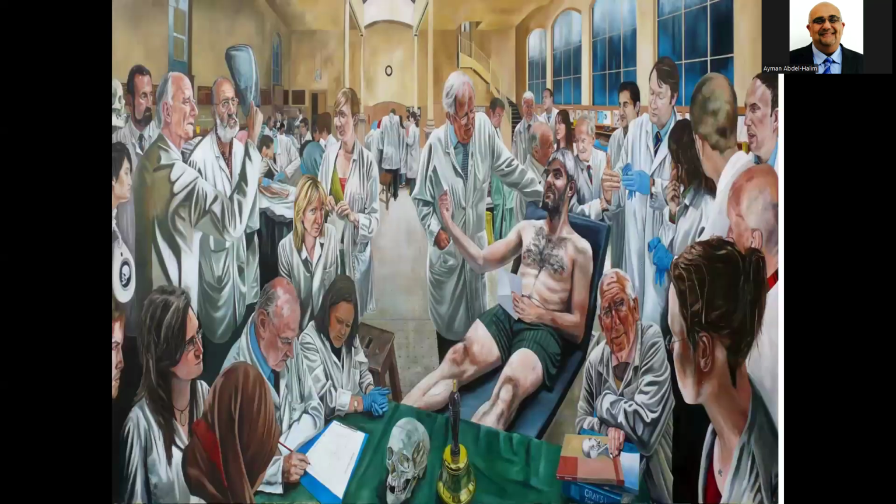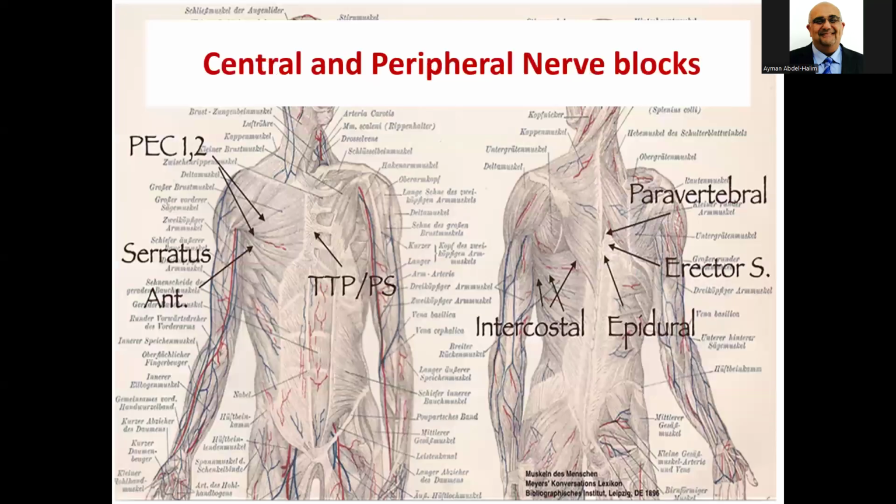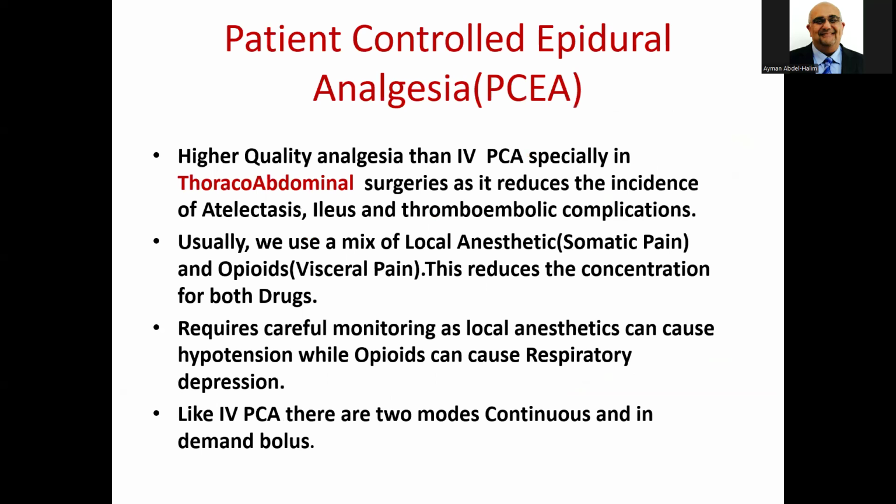All right, this gets us back to: are we doing art or are we doing science here? We'll talk a little bit about some of these nerve blocks. The most important one is epidural analgesia, especially in thoracoabdominal surgery, because it reduces the incidence of atelectasis, ileus, and thromboembolic complications. That's the main role of doing a thoracic epidural in the postoperative period. It requires more careful monitoring, as local anesthetics can cause hypotension and opioids can cause respiratory depression. So you have two major complications that can happen from doing a thoracic epidural.